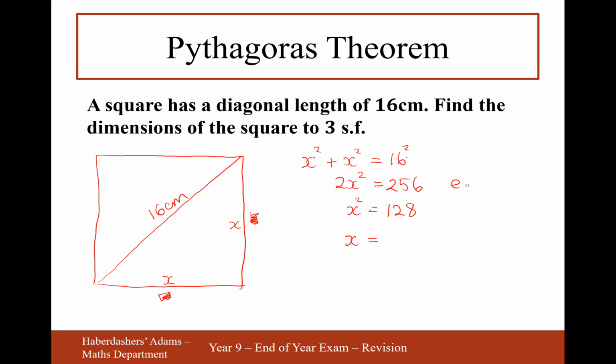So what I've got here now is an equation that needed solving. Divide by 2 first on both sides. And the next thing to do will be to square root. So square root of 128 is 11.3. And that will be 11.3 centimeters. And there we are. So 3 significant figures. 11.3 centimeters is the dimension of this square. It's 11.3 on this side and 11.3 on this side. Lovely, there we are.